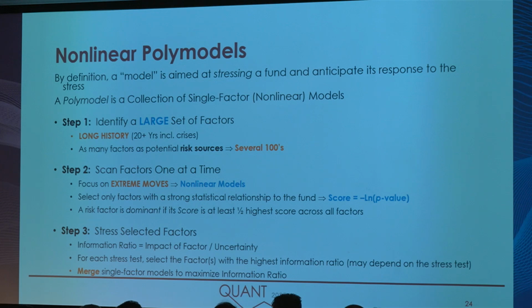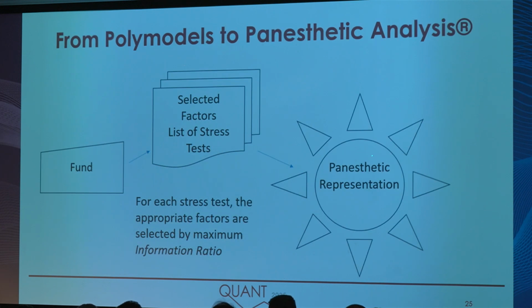And then from there on, okay, I go fast, but this is the idea of the panesthetic representation: a given list of stress tests that I base my portfolio construction on. This selected list of factors is the polymodal representation, and for every stress test that I want to do, I can find the most informative factor within the polymodal information. That's why I call it maximizing the information ratio. And that gives you probably the most accurate result.